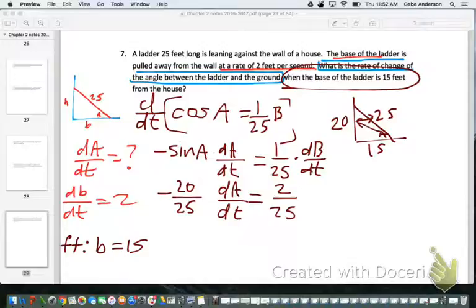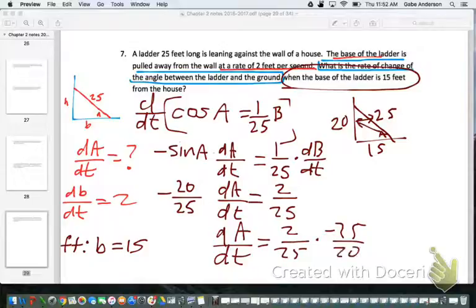Well, let's finish it. So wouldn't I multiply by negative 20/25ths on both sides? Or negative 25/20ths, sorry. Multiply by the reciprocal. Oh, yeah. So I'd get dA/dt is equal to 2/25ths times negative 25/20ths. So conveniently enough, the 25s cancel, don't they? And the 2 and the 10 cancel. So I'm coming up with negative 1/10.